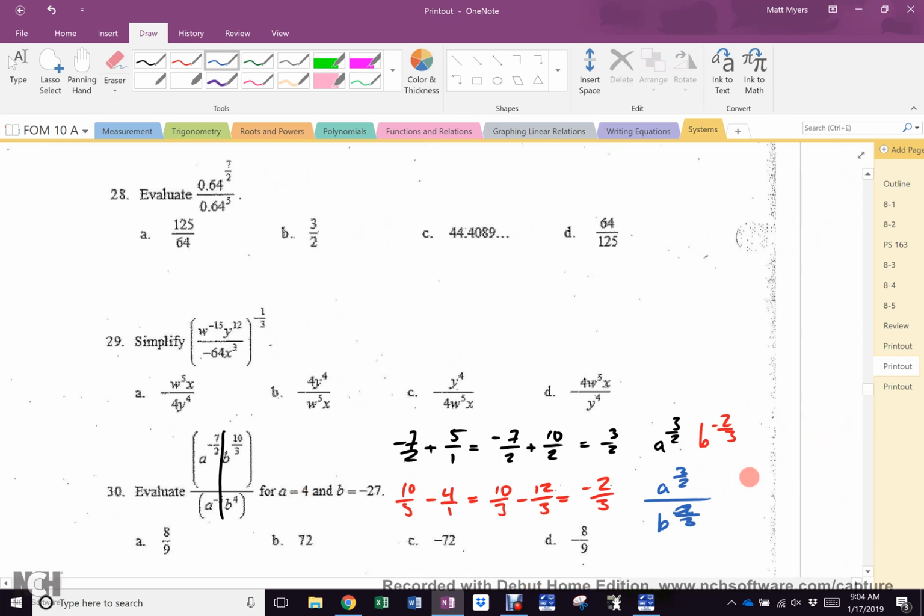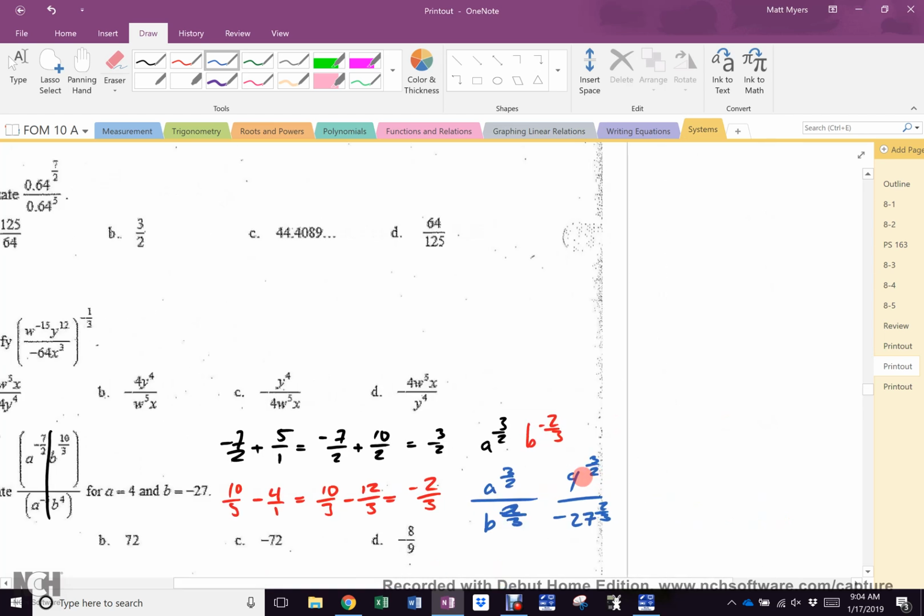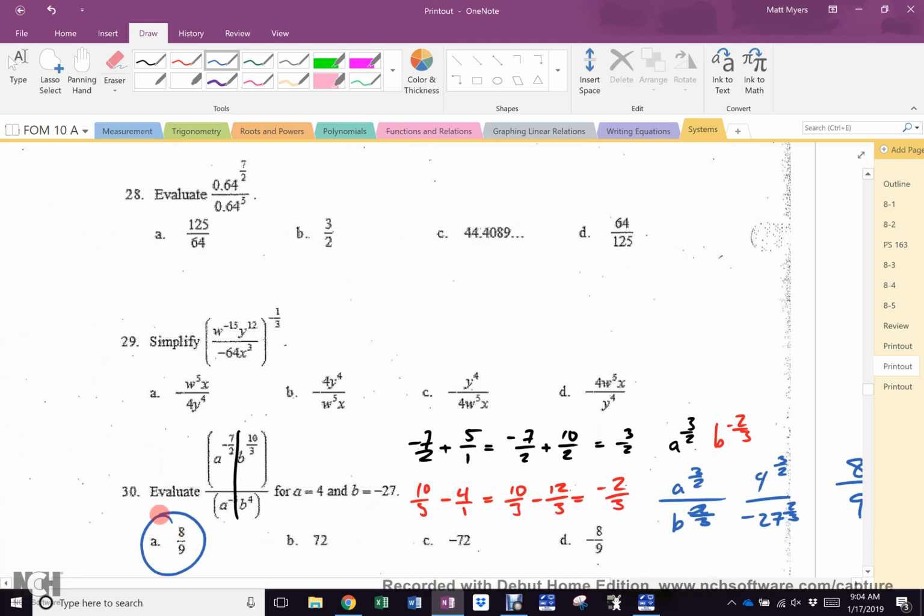A is 4. 4 to the 3 halves over B is negative 27 to the 2 thirds. That is the square root of 4 cubed. What is the square root of 4? 2. What is 2 cubed? 8. That is the cube root of negative 27, which is what? Negative 3. Negative 3 squared is what? 9. 8/9. Done. Yeah? Yeah.